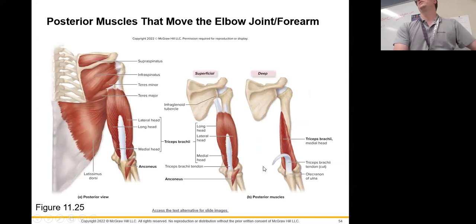Then on the other side, we have the triceps brachii. 1, 2, and 3 heads on the triceps brachii, and they will all insert themselves right down here onto the olecranon of the ulna. They're going to be used primarily to extend the elbow joint and do so powerfully. However, because they all have different origin points, they can actually all be trained slightly differently than one another.